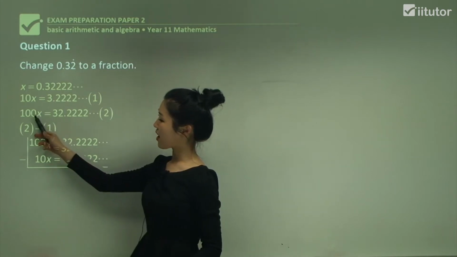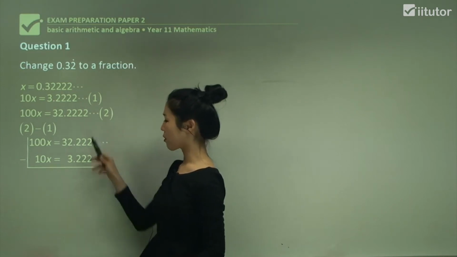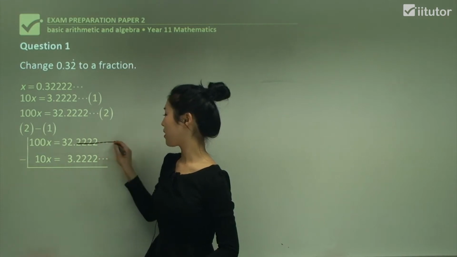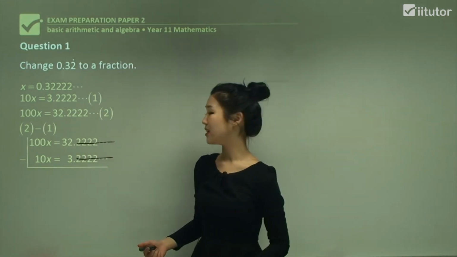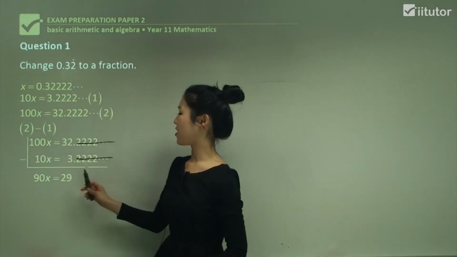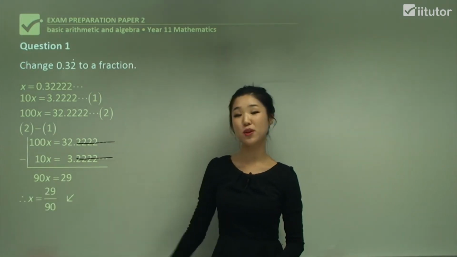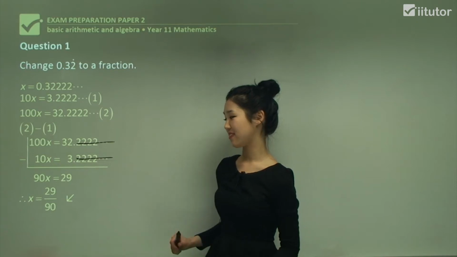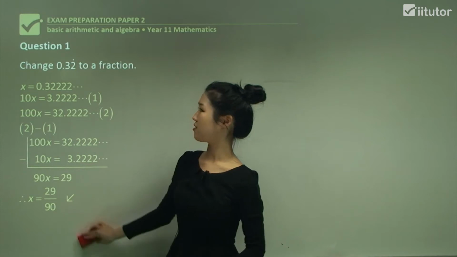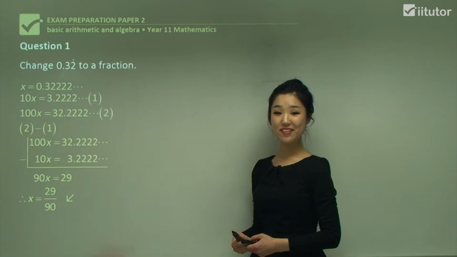So I'm going to go 100x minus 10x and then 32.22222 minus 3.22222. As I said before, the decimal places will all cancel out. So 100x minus 10x is 90x, and 32 minus 3 is simply 29. So what should you do next? Well, x is just 29 over 90, so that's the answer. And that's just it, guys. We've done quite a lot of these questions in the first examination paper, so hopefully you're aware of this one. Okay, so that was question 1.